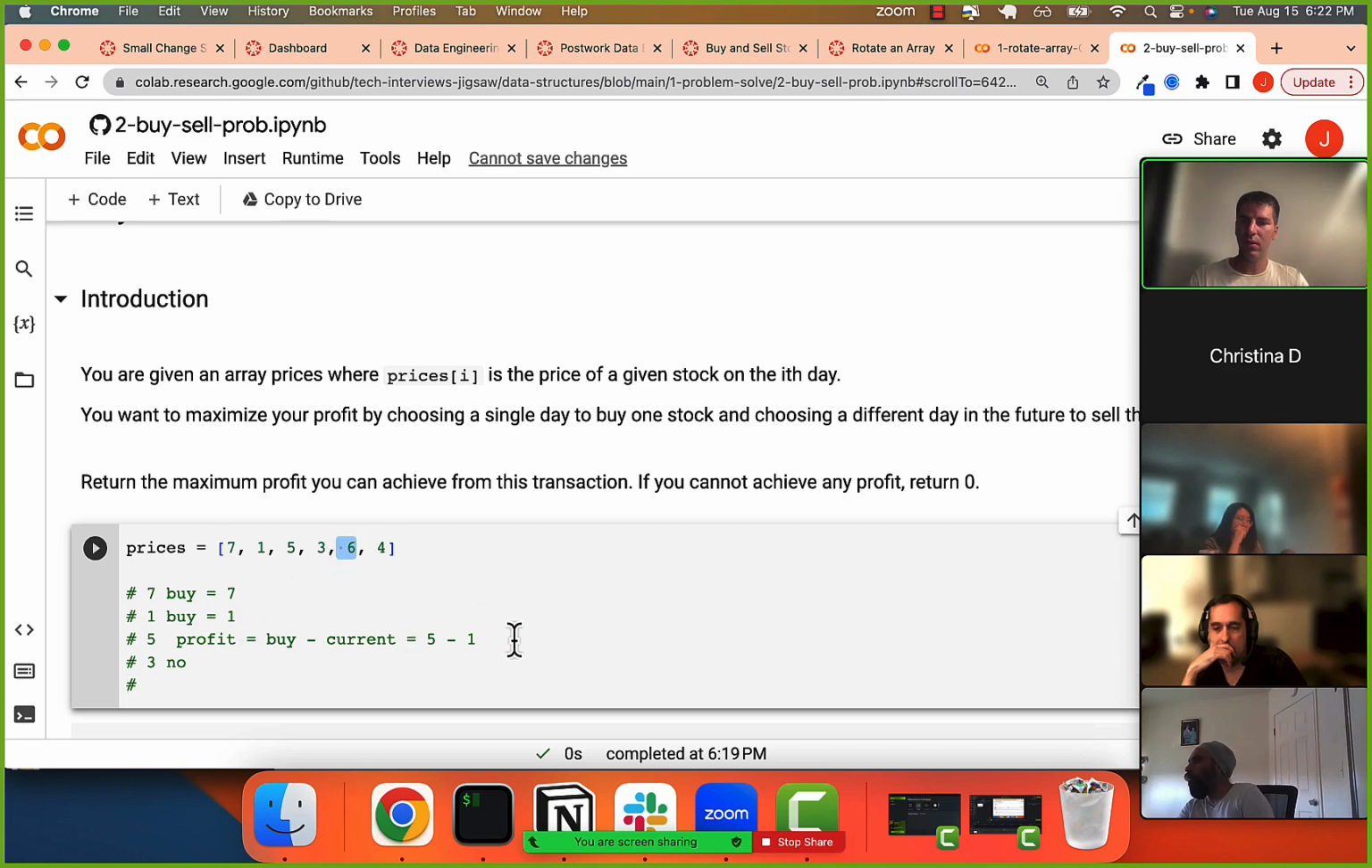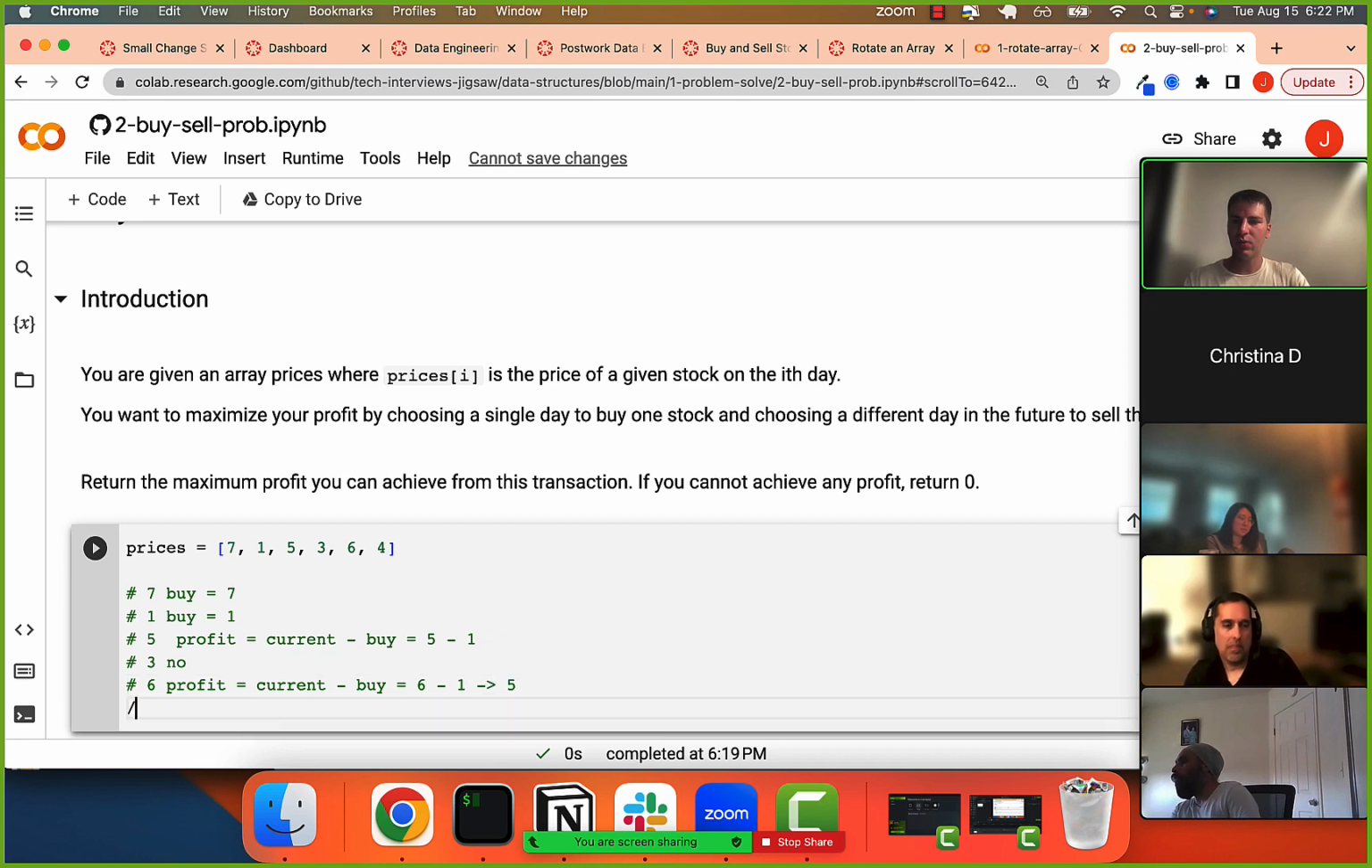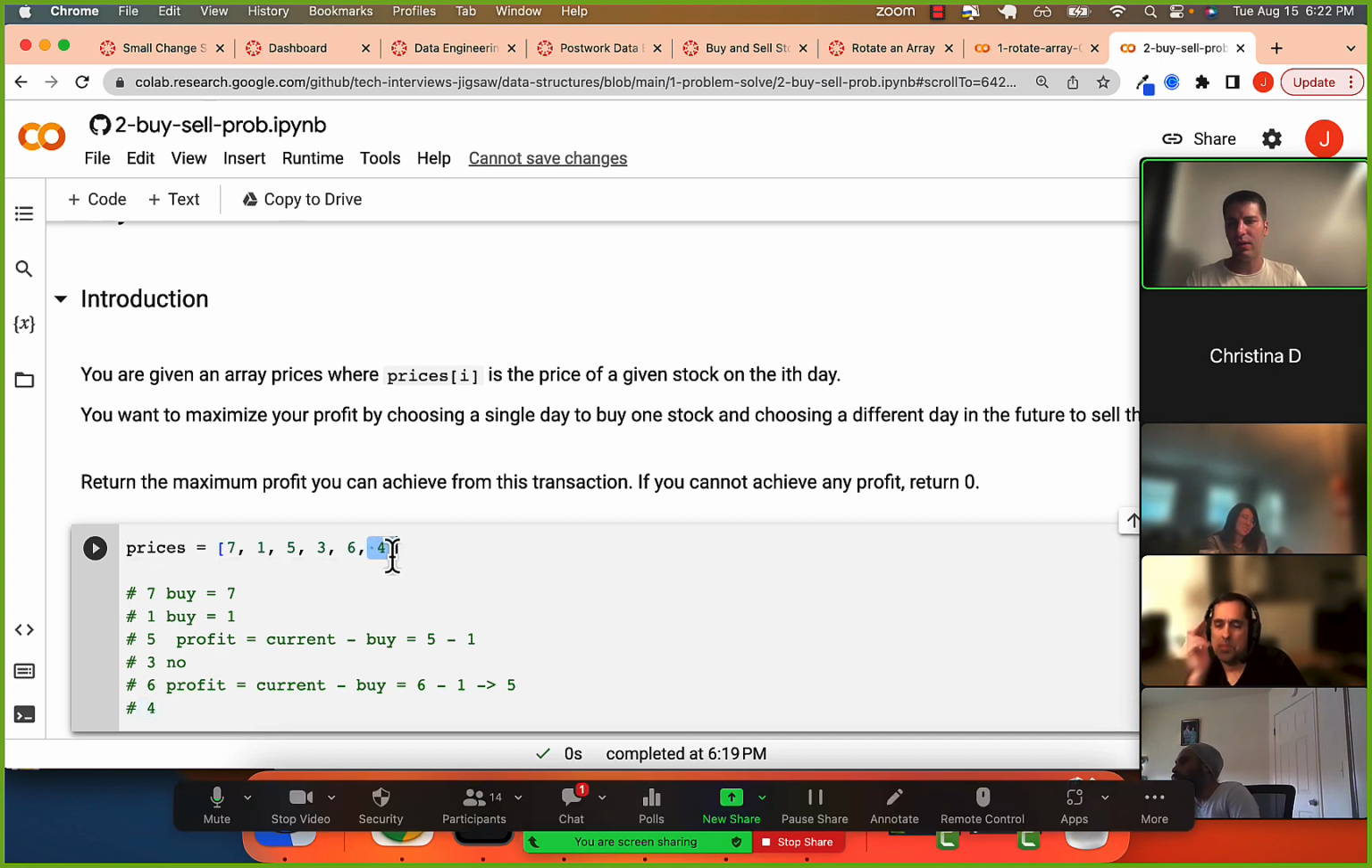Here I would sell, right? Because the profit is going to be current minus the buy. Sorry, why do I keep doing this? Which equals 6 minus 1. And here this would lead me to a profit of 5. And then I go to the last one, and there's nothing to do, right? I would only sell here if this was higher than the 6.